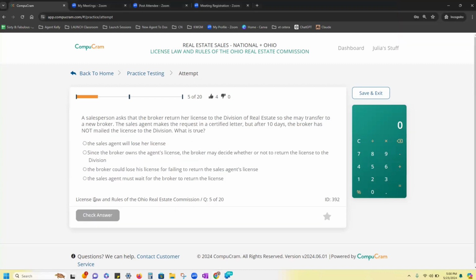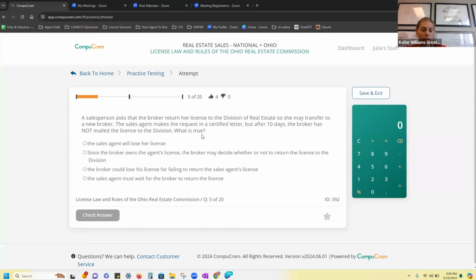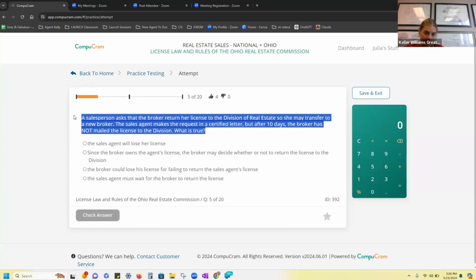Okay. So a salesperson asks the broker to return her license to the Division of Real Estate so she may transfer to a new broker. The sales agent makes a request in a certified letter, but after 10 days, the broker has not mailed the license to the division. What is true? A, the sales agent will lose her license. B, since the broker owns the agent's license, the broker may decide whether or not to return the license to the division. C, the broker could lose his license for failing to return the sales agent's license. Or D, the sales agent must wait for the broker to return the license.